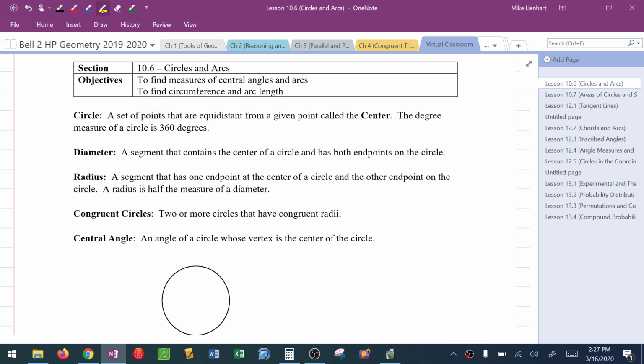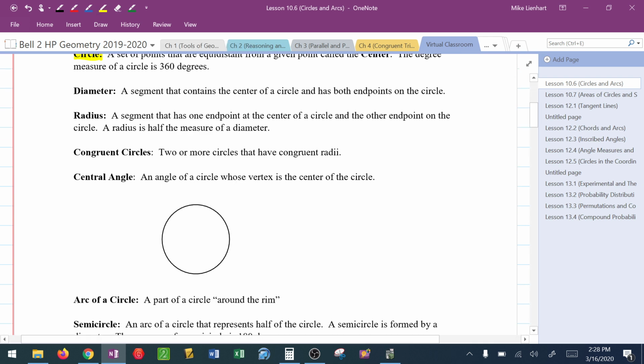All right, let's start off by defining exactly what a circle is. A circle is a set of points that are all equidistant from a given point, and we call that given point the center. Every circle has a degree measure of 360 degrees. Within a circle, we have different things known as diameter, which is the measurement from one side of the circle to the other through the center. Half of that diameter is known as the radius, all right?